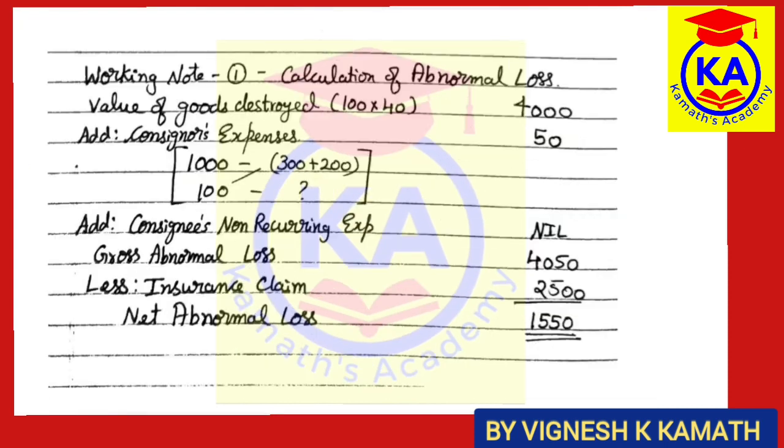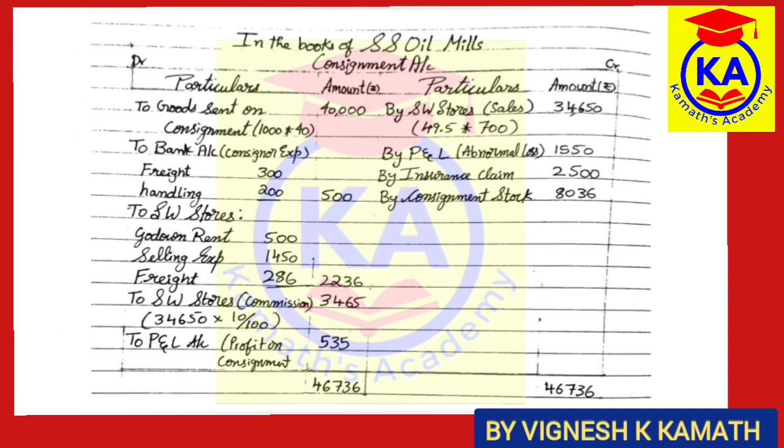I hope you are experts now in doing the valuation of abnormal loss as well as closing stock, right? I hope you have seen my earlier videos. If you have not seen them, please go and check. So value of goods destroyed is 100 into 40, 4000. Now we have to add consignor expenses. You have to add all the consignor expenses. I hope you have seen my concept video as well as the valuation of abnormal loss video. In that I have explained clearly. Here also I am going to explain.